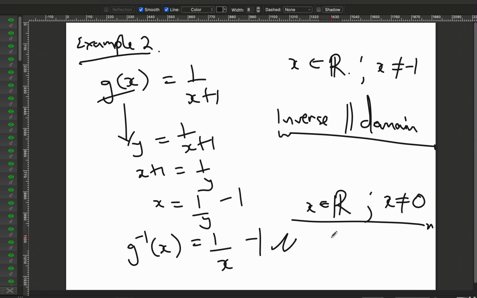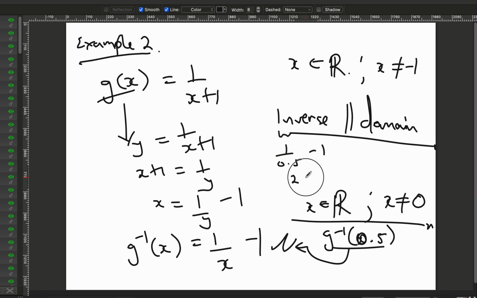So when they ask me to find g negative 1 of x, or let's say they give me, suppose, 0.5, that's now simple because I'm applying this only to the inverse. g negative 1 of 0.5 means I'm removing the x and placing 0.5. So that's going to come through as 1 divided by 0.5, minus 1. 1 divided by 0.5 is going to be 2, minus 1, leaving my solution as 1.